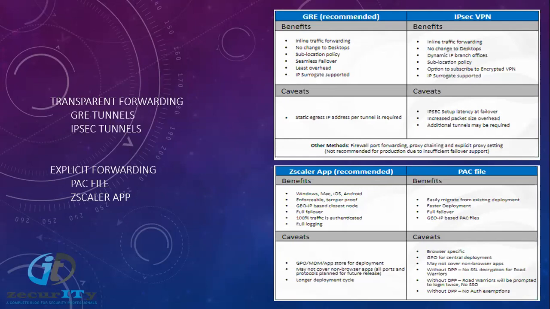Regarding explicit forwarding, we have two options majorly: Zscaler App and PAC files. Zscaler App is a lightweight agent that you can install on Windows, Mac, iOS, and Android machines. This can be enforced using tools like SCCM, JAMF, or Tanium.